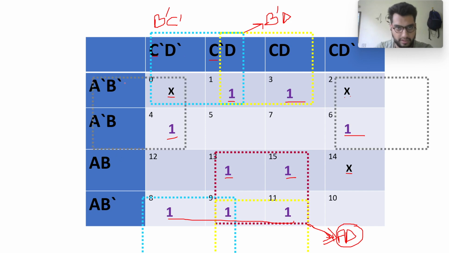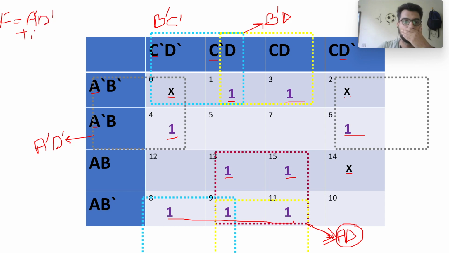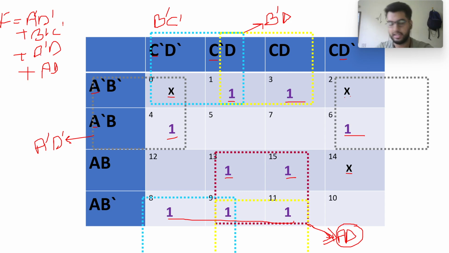Now finally the chord with the grayish color. So A dash, and C is changing, so the contribution from this will be A dash D dash. So my final minimized function will be equal to A dash D dash plus B dash C dash plus B dash D plus AD.